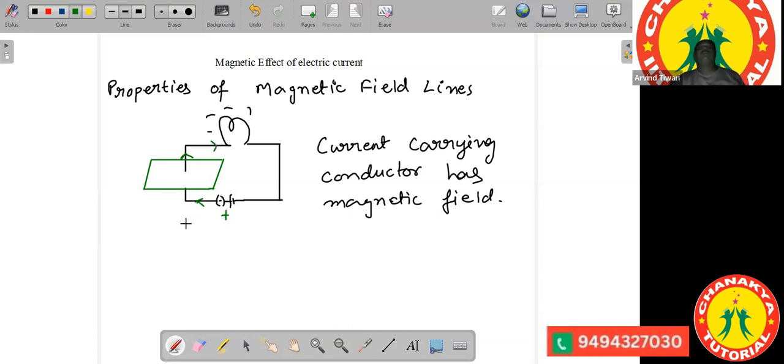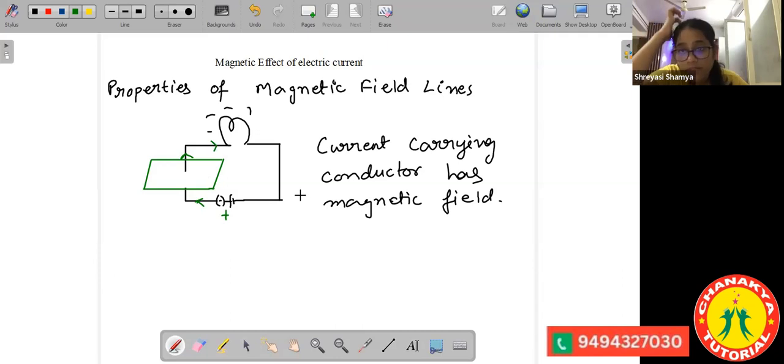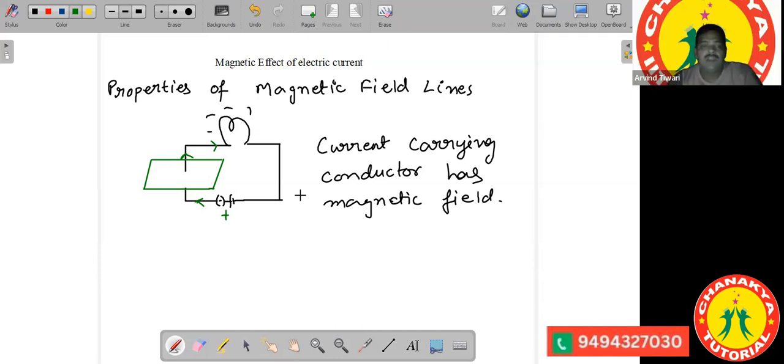To find out the shape of the magnetic field lines, we can again do the iron powder experiment. We spray some iron powder on the cardboard, and we observe that the iron powder arranges itself in the form of concentric circles around the wire.